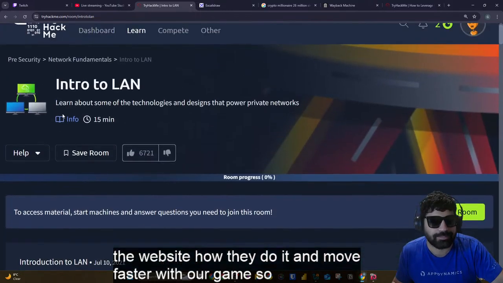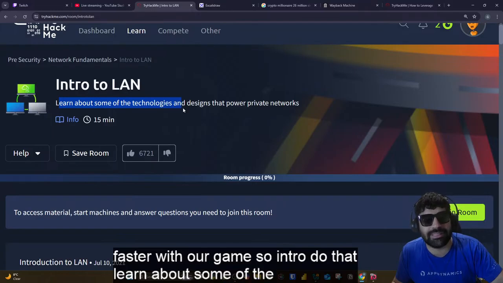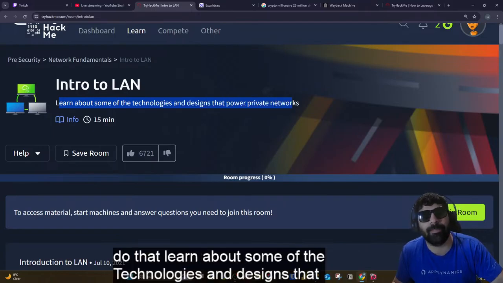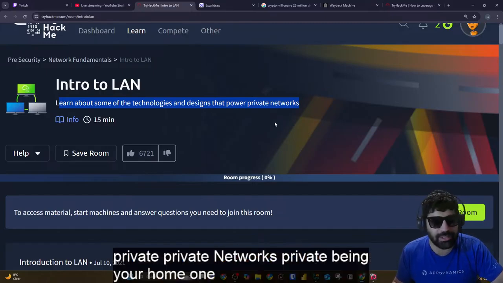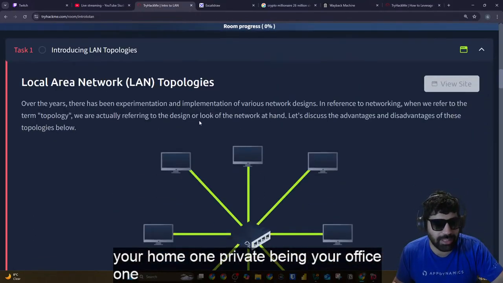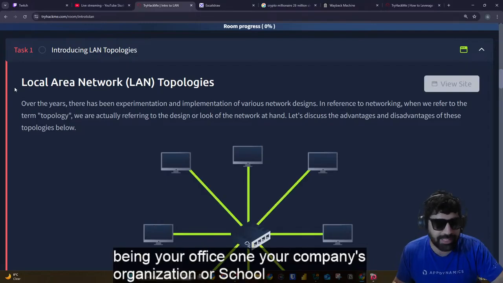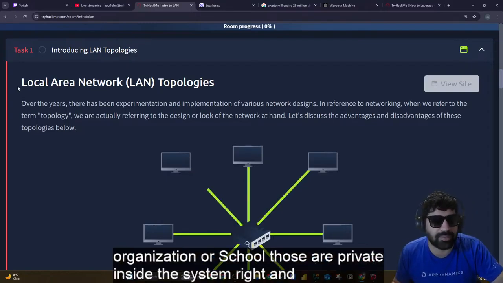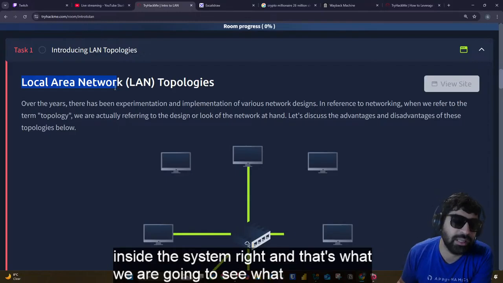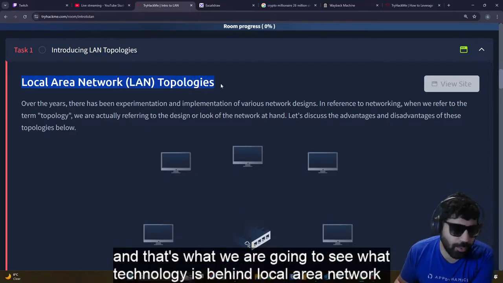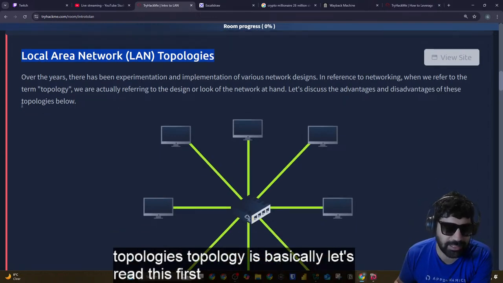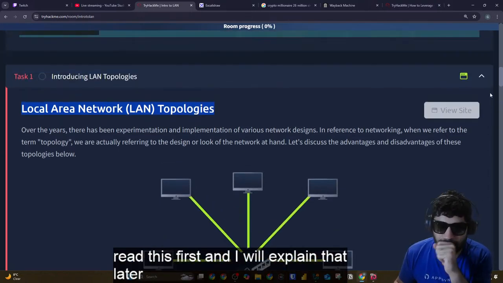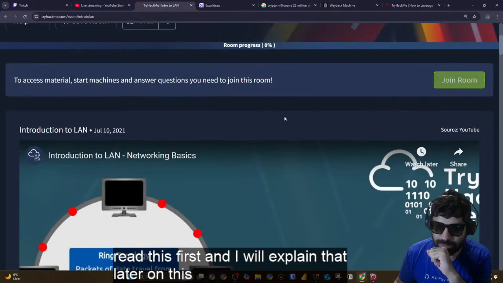Intro to LAN. Learn about some of the technologies and designs that power private networks. Private being your home one, your office one, or your company's organization or school. Those are private inside the system, and that's what we are going to see, what technology is behind. Local area network topologies. Let's read this first and I will explain them later. One second, let me join this room.